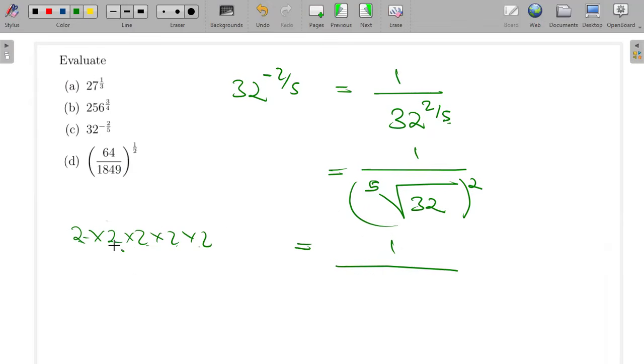2 by 2 gives you 4. 4 times 2 gives you 8. 8 by 2 gives you 16. 16 by 2 gives you 32. So the 5th root of 32 is just 2. So we get 2 here, and then there's a square there. So this is just going to be 1 over 2 squared, that's 2 by 2, which is 4. So we get 1 over 4 as our answer for that one. Okay, so that's how we calculate. Next.